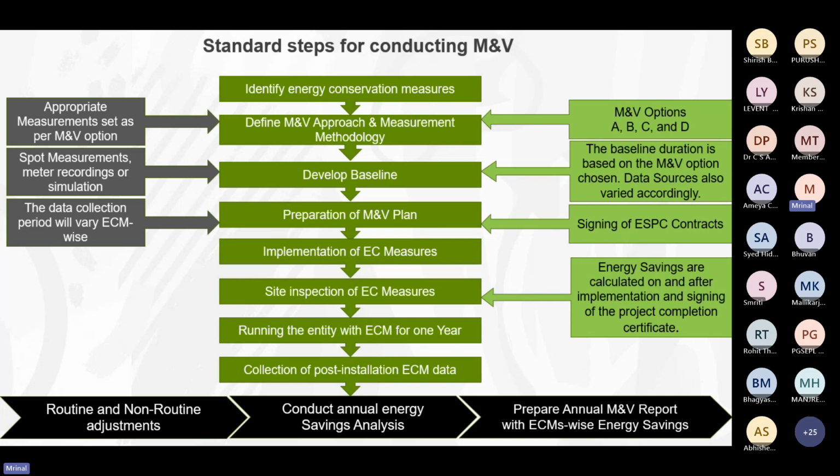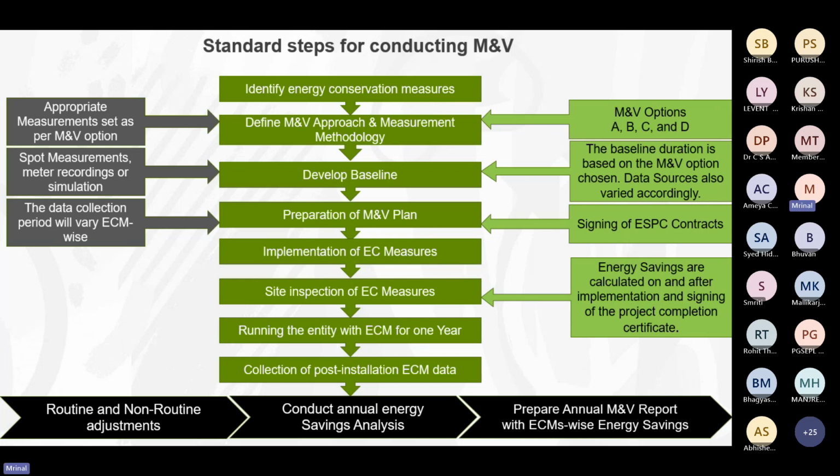They can conduct the baseline estimations. They can conduct the audit to identify the energy consumption measures. Now, once the measures are identified, you have to define the approach and the options for the M&V. You have to select out of the four options which option you will use. Accordingly, the things will be different for different options.